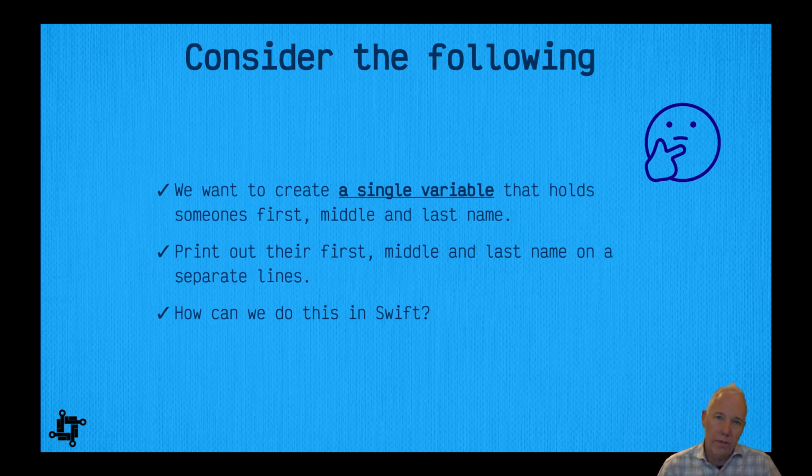So let's consider the following. Let's say we want to create a single variable that holds someone's first, middle, and last name. So that seems reasonable. We want to print out their first, middle, and last name on separate lines, and we want to do that in Swift. So how would we do that?